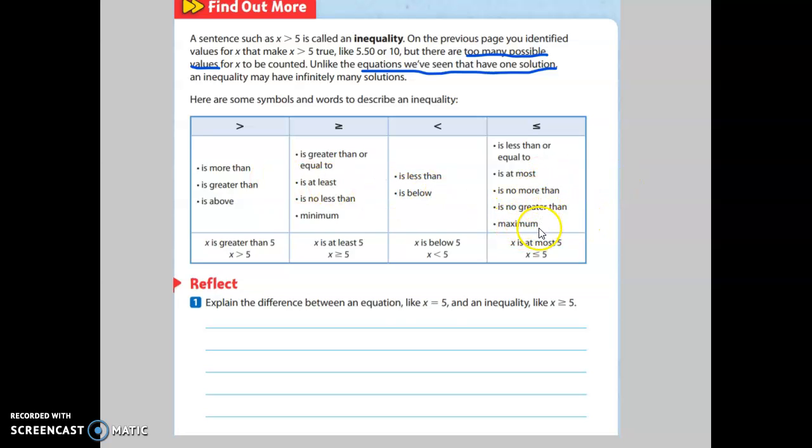Okay. Explain the difference between an equation like x equals 5 and an inequality like x is greater than or equal to 5. So here, this is saying x is only 5. It cannot be 6, it cannot be 7, it cannot be 0. X is 5. This is only one solution. One answer.